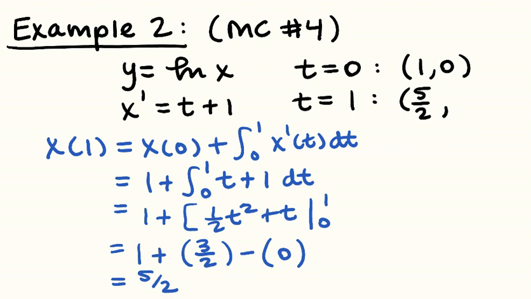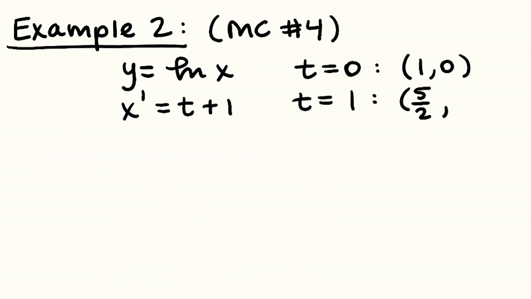And the y component is going to be, I don't know. Well, honestly, as far as the multiple choices go, you look at these options, and C is the only one that has x coordinate 5/2, so you're done. You're choosing C. But I will show you how to calculate the y coordinate.